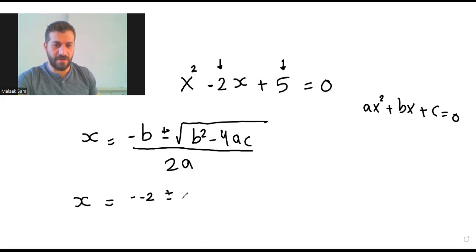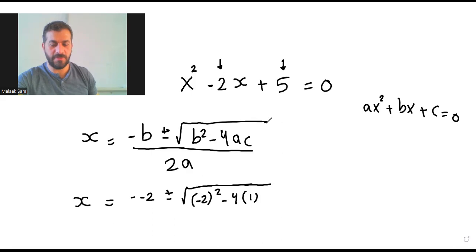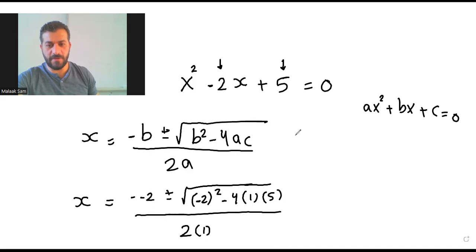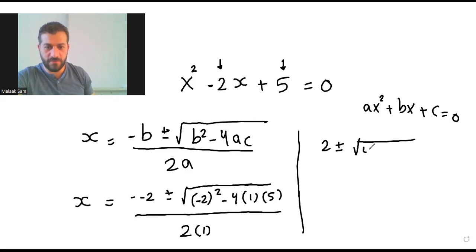Okay, positive or negative the square root of b squared, which is negative 2 raised to the power of 2, minus 4 times a times c, where a is 1 and c is 5, all of them divided by 2 times a, which is 1. So that leads to 2 positive or negative the square root of negative 2 squared, which is 4, minus 2 times 1 times 5, which is 20, over 2.